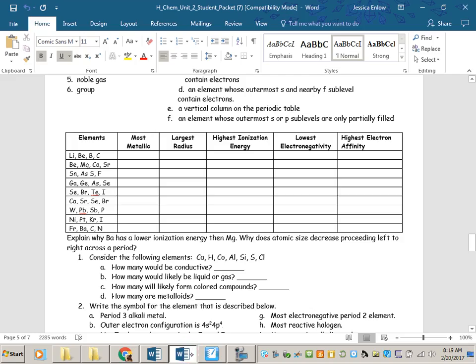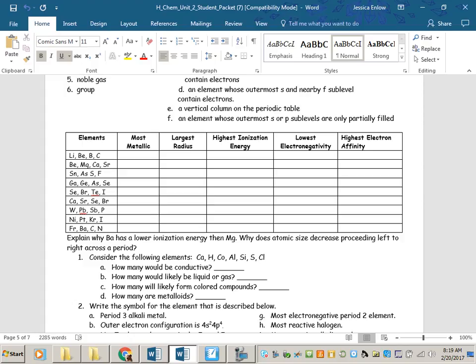Okay, back here. Most metallic, largest radius. There's one more that should be this as well: lowest electronegativity, because when you're doing your electronegativity hand like this, where's lowest at? At the crook of your hand, right? Right where your fingers are. Okay, so first, second, and fourth should be the same, and then highest ionization energy should be the same as highest electron affinity.